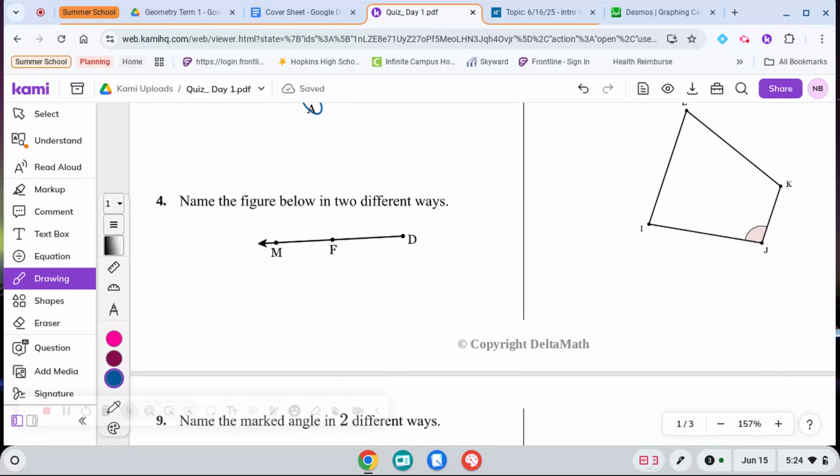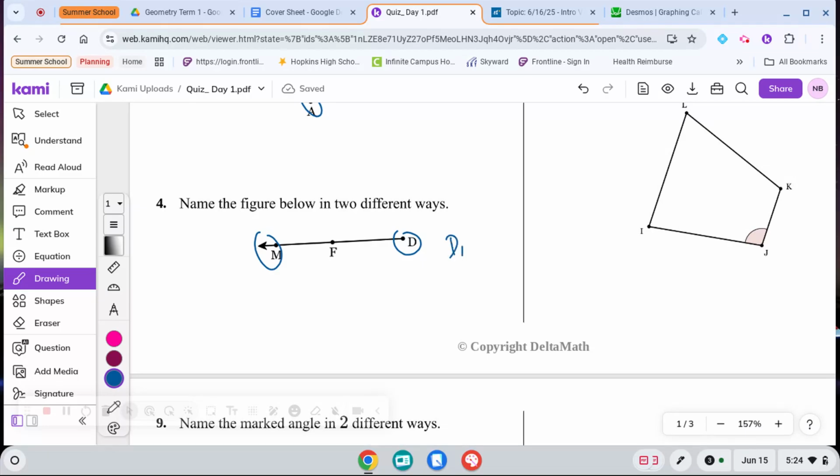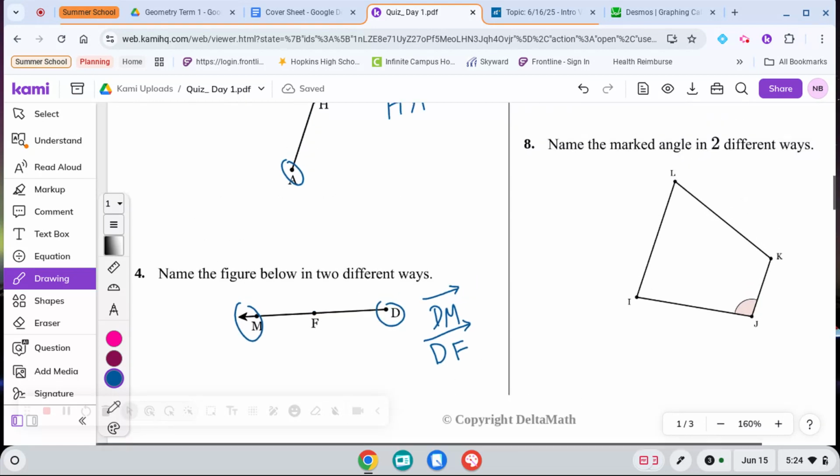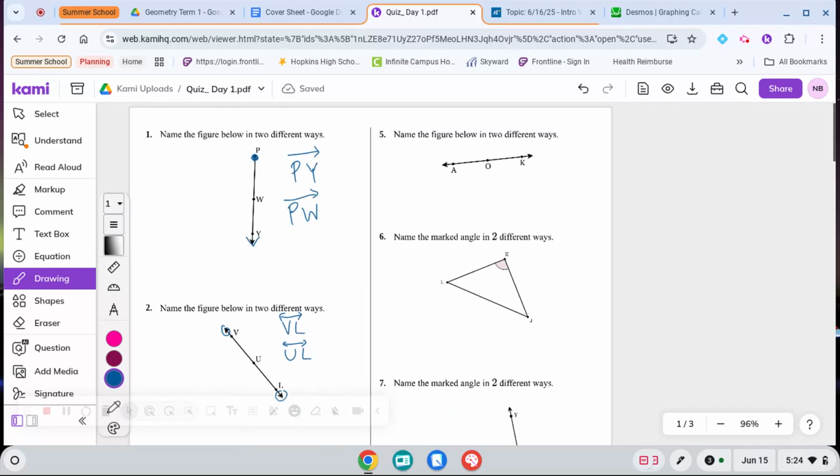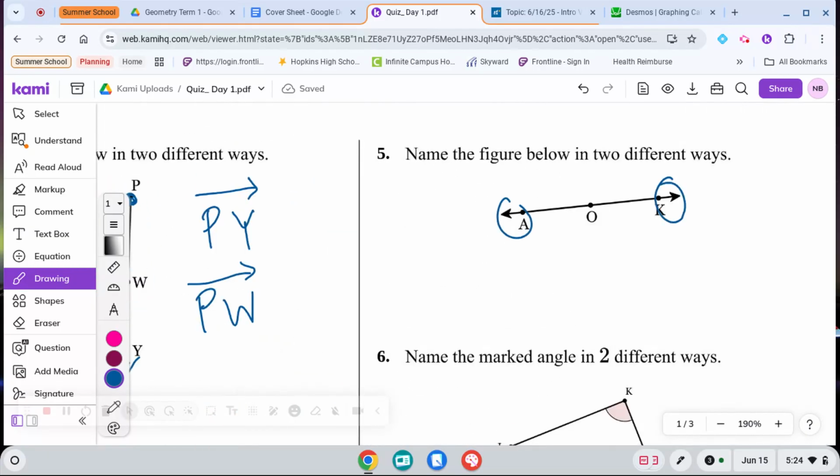Number 4, name the figure in 2 different ways. So again, this one has a solid and an arrow. This would be a good one to pause the video and give it a shot. We could call it DM or DF. Just make sure that the arrow is not above the D. Number 5, here we have an arrow and an arrow. So you could pause the video here, give it a try. This is a line because there's arrows on both sides. So we would go AK, or we could call it AO, or we could call it KO or OK, all sorts of names.